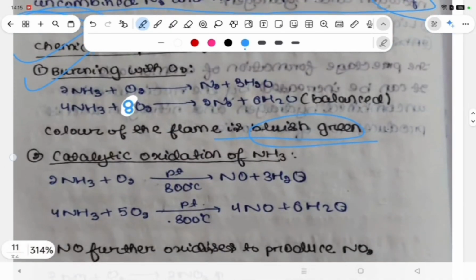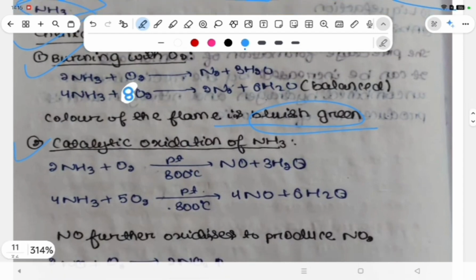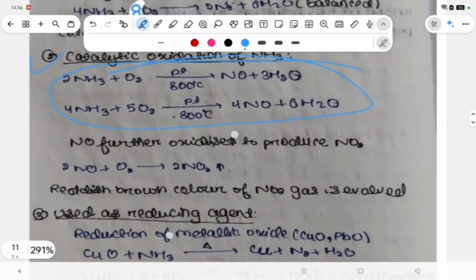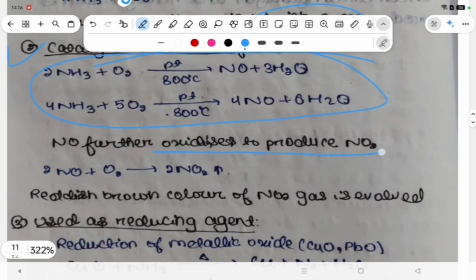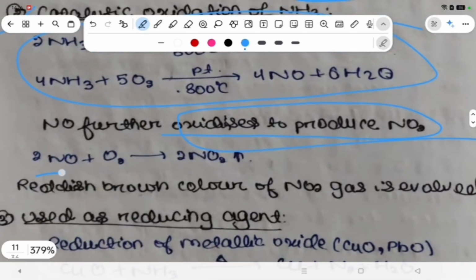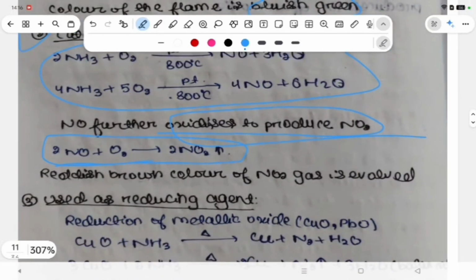Second, catalytic oxidation of ammonia. Ammonia plus oxygen gives NO plus H2O, in balanced form. NO is further oxidized to produce NO2: 2NO plus O2 gives 2NO2. Reddish brown NO2 gas is evolved.